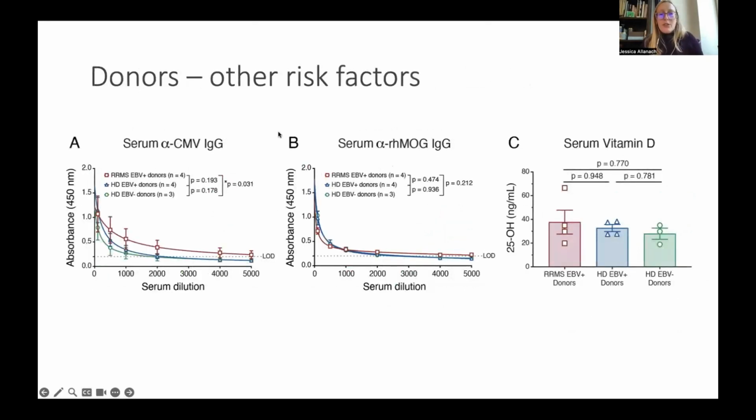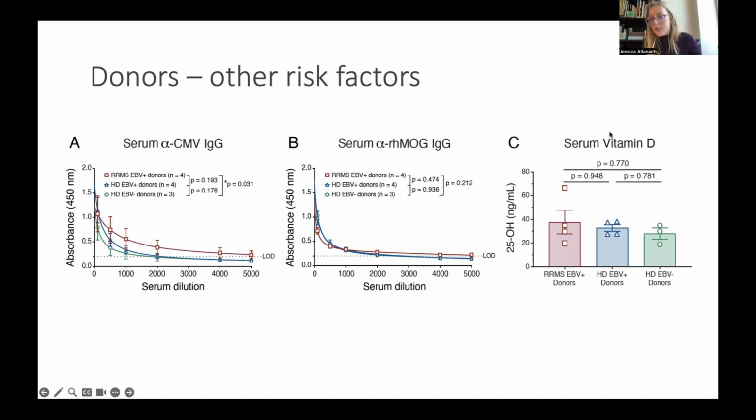As far as other risk factors, we also normalized to see if we had any heightened response to CMV, which again is a related herpes virus, but is not considered to be negatively associated with MS outcomes. We did see that our EBV positive RMS group did have a slightly elevated CMV level compared to other groups, but on the whole, the difference wasn't highly significant to suggest that our effect could be attributed to CMV. We also checked for existing antibodies towards Rh-MOG in order to rule out individuals who might have MOG-associated antibody disease. And we saw that none of our donors had significant reactivity to the inducing antigen.